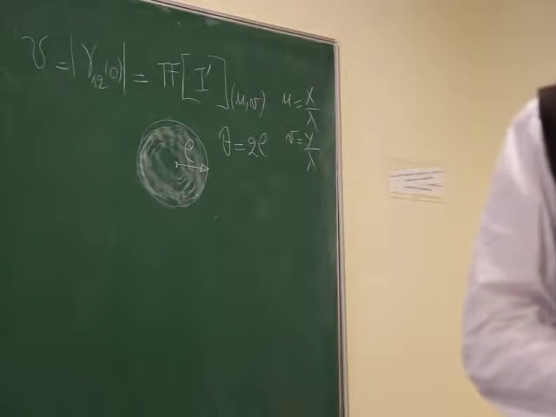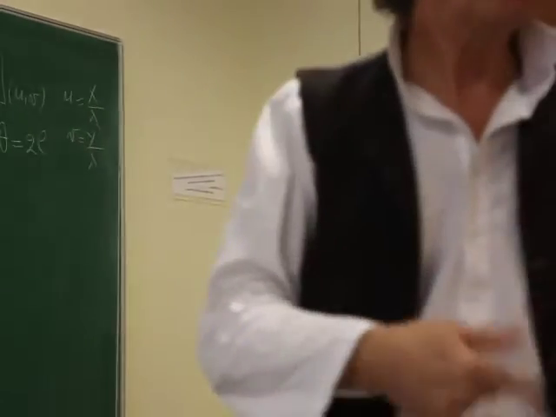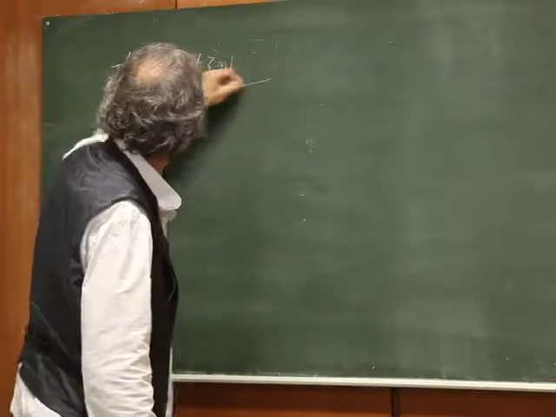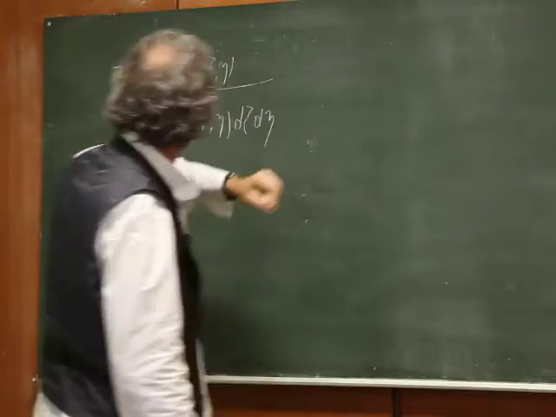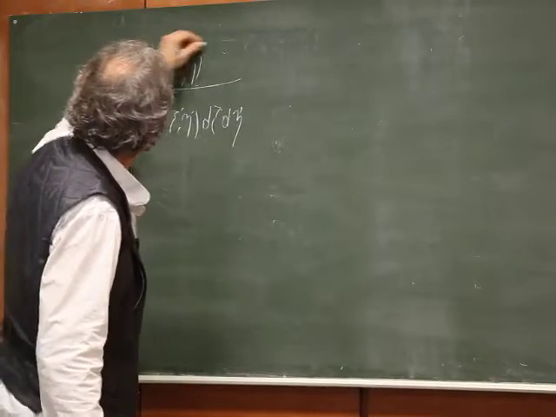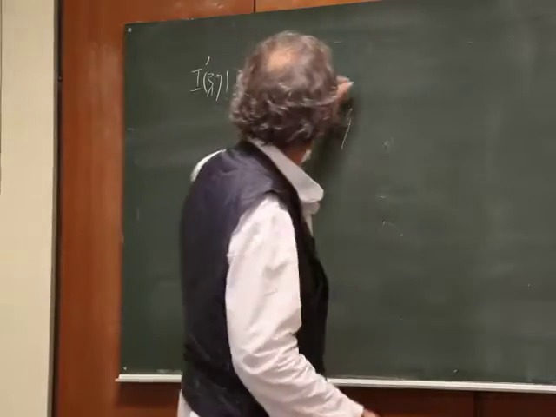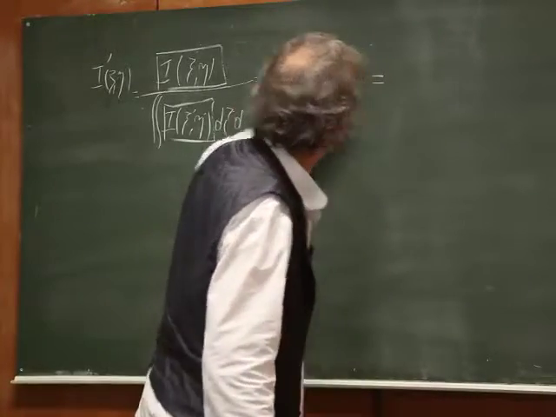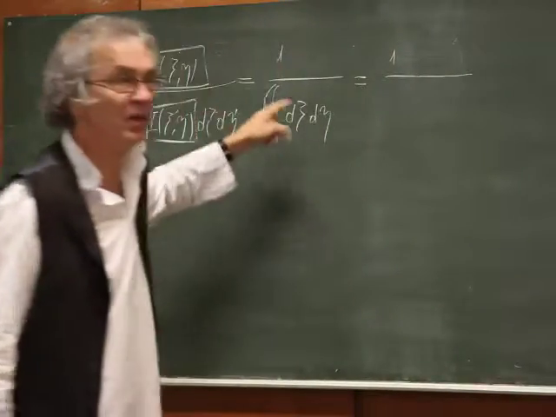So what I would propose now, during 5 minutes, is that you try on a sheet of paper to find what is the solution to that problem. It's I of zeta, eta divided by, this is a definition of I prime. This quantity I assume to be a constant. So if it is a constant, this is just equal to 1 over d zeta d eta. You agree? And now, can someone tell me what will be that value?